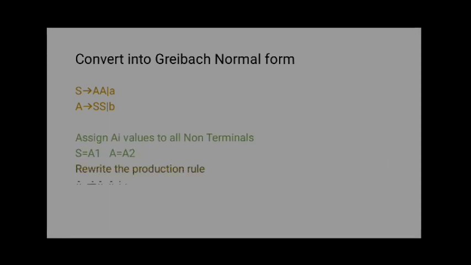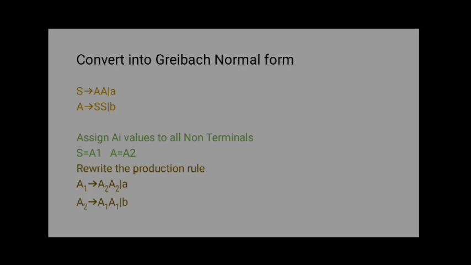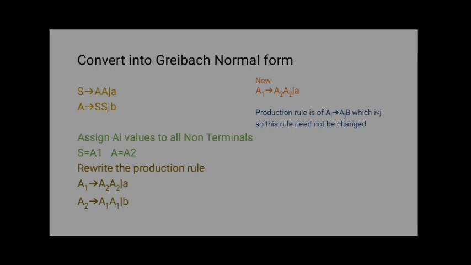So rename all non-terminals with respect to A values. So now S can be named as A1 and A can be named as A2. When you substitute it and rewrite the production, we will get a production of the form A1 tends to A2 A2 | A, and A2 tends to A1 A1 | B. Now when you take up the first rule, it says Ai tends to Aj, where i is less than j. So A1 tends to A2, A1 is less than A2. So obviously this production rule is accepted.